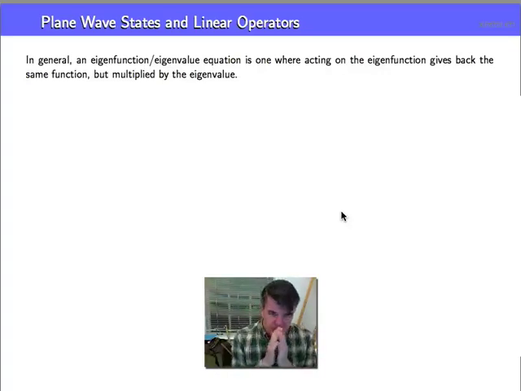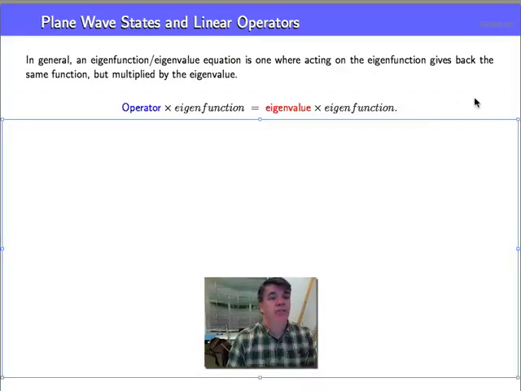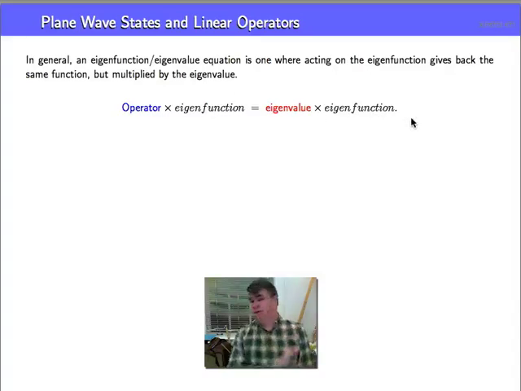And again, the particular feature of this type of expression is that we have an operator acting on an eigenfunction, and it returns an eigenvalue, which is a scalar number, times the eigenfunction back. And we have to return the same function. If we don't return the same function, this is not an eigenfunction-eigenvalue relationship.